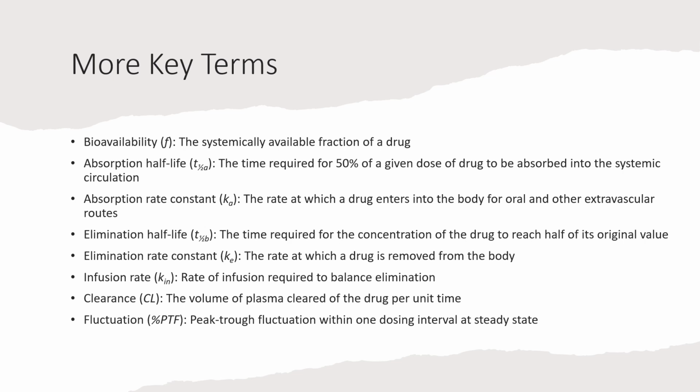Elimination half-life is the time required for the concentration of the drug to reach half of its original value. So I do have a separate video on drug half-life that you can refer to. Elimination rate constant is the rate at which a drug is removed from the body. Infusion rate is the rate of infusion required to balance elimination. Clearance is the volume of plasma cleared of the drug per unit time, and fluctuation is the peak-trough fluctuation within one dosing interval at steady state.